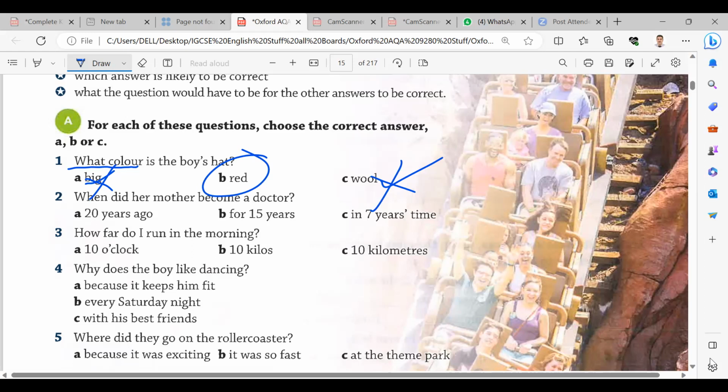Right? Another one. When did her mother become a doctor? 20 years ago. Why? Because here in the question we have did, which refers to the past. So ago, the phrase ago refers to a past thing, which is related to the tense of the question. So the answer can fit the question. Yes, you may be right, ya Khalid.